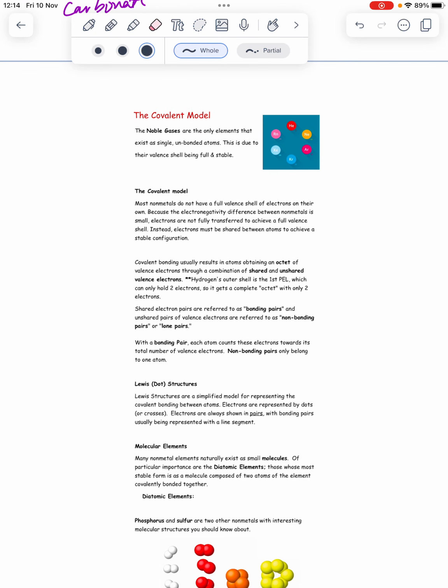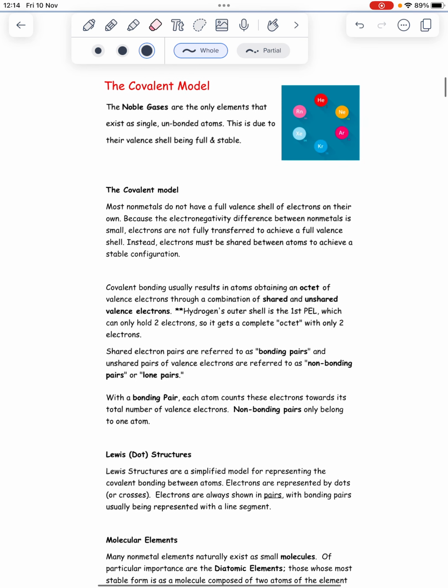Okay, so after we cover our introduction to the ionic model, we look at the covalent model. Covalent basically means together with valence electrons. This is the one where, when they bond, the electrons end up being shared. So when we think of covalent bonding, we're going to think of nonmetals doing this.